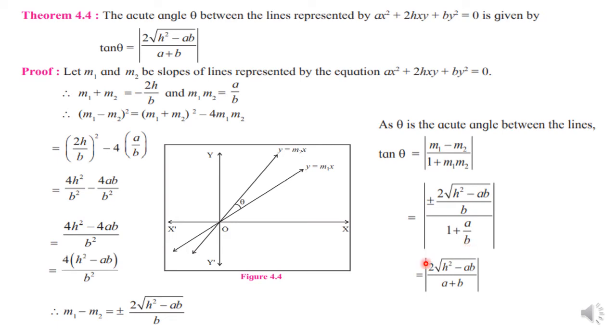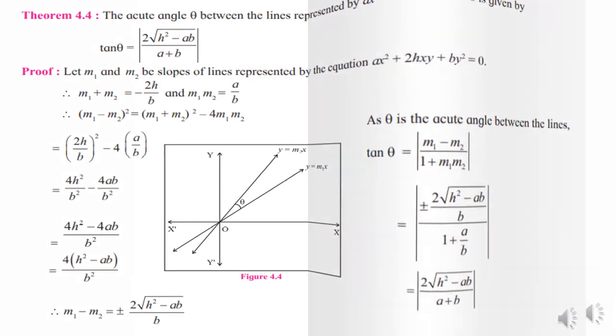I mean in the numerator and the denominator. And thus we get mod of 2 root of h square minus ab upon a plus b. So tan theta is nothing but mod of 2 root of h square minus ab upon a plus b for a pair of lines, the acute angle between the pair of lines. Okay, so this is what you have to keep in mind now.